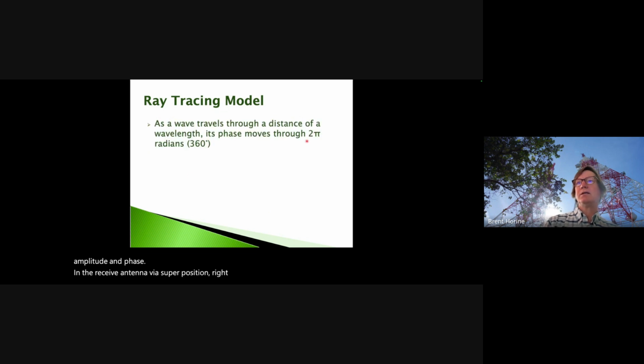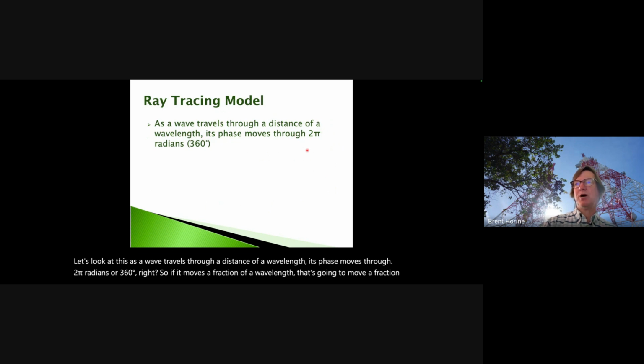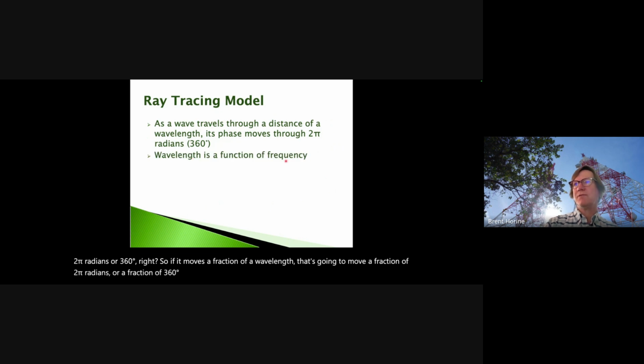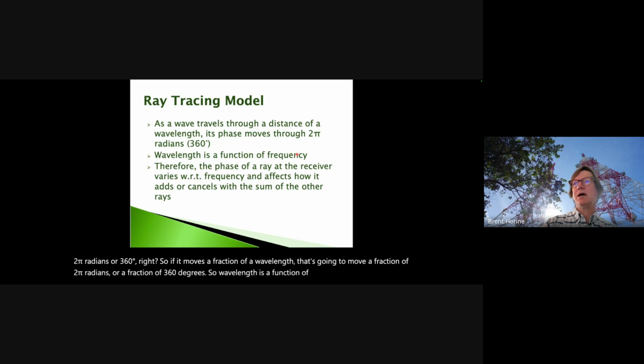So let's look at this. As a wave travels through a distance of a wavelength, its phase moves through 2 pi radians, or 360 degrees, right? So if it moves a fraction of a wavelength, it's going to move a fraction of 2 pi radians, or a fraction of 360 degrees. So wavelength is a function of frequency, right? So therefore, the phase of a ray at the receiver varies with respect to frequency and affects how it adds or cancels with the sum of the other rays.